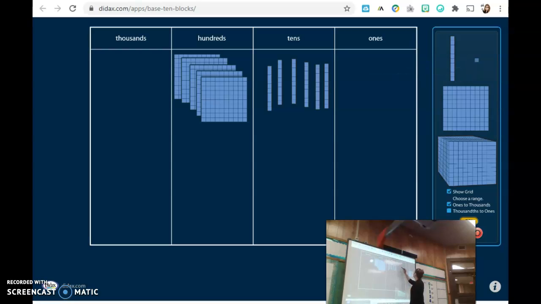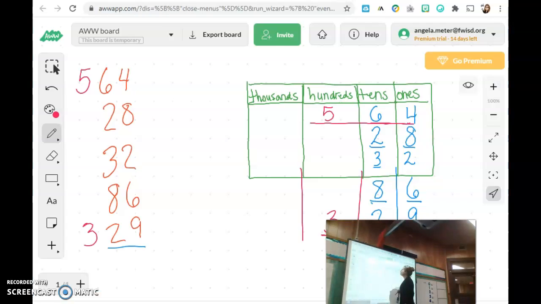Oops. Come on. It's hard to get it sometimes. I'm going to do it through the computer real quick. 1. All right, there we go. 1, 2, 3, 4. All right, so now we have the number 564.